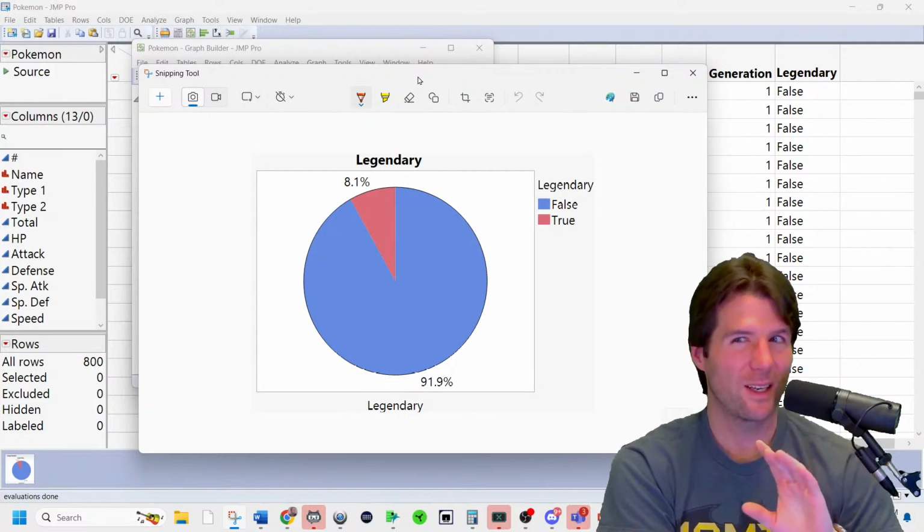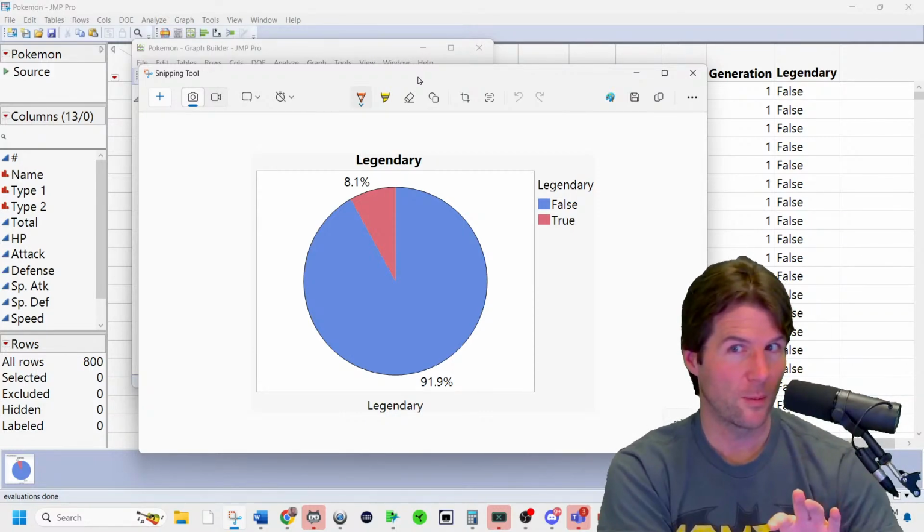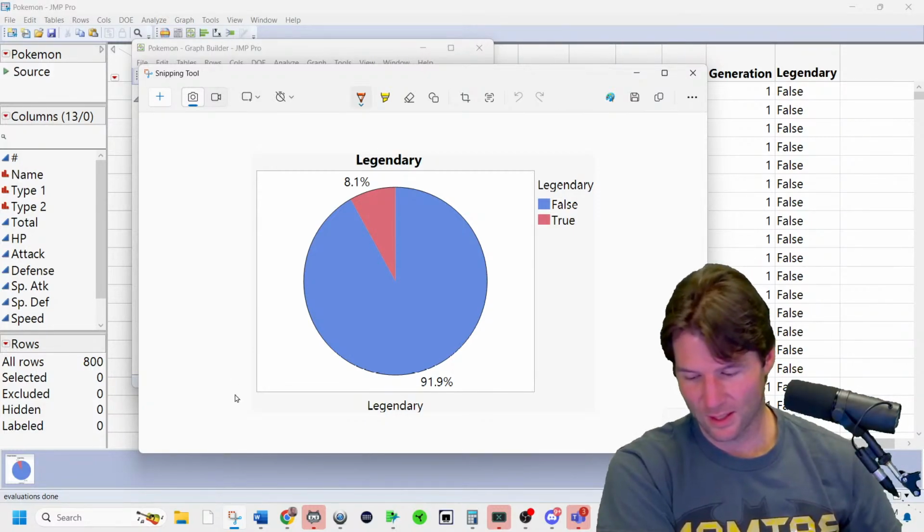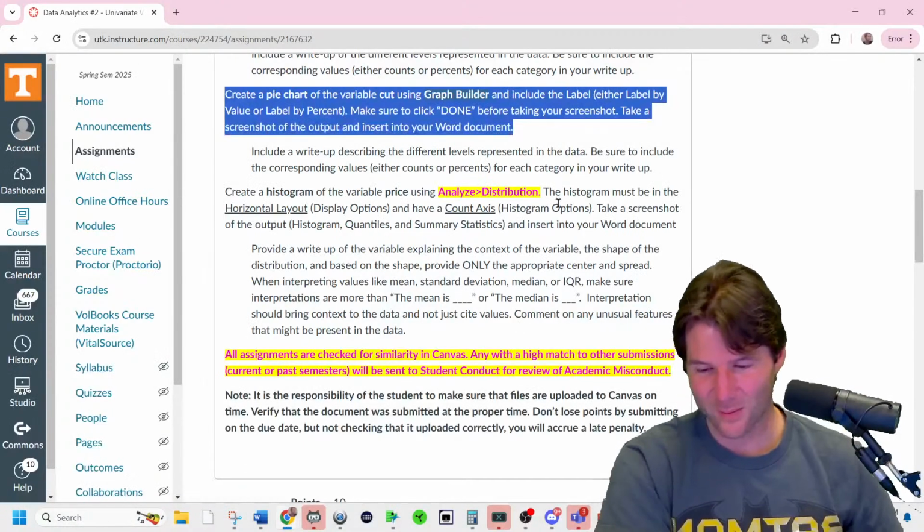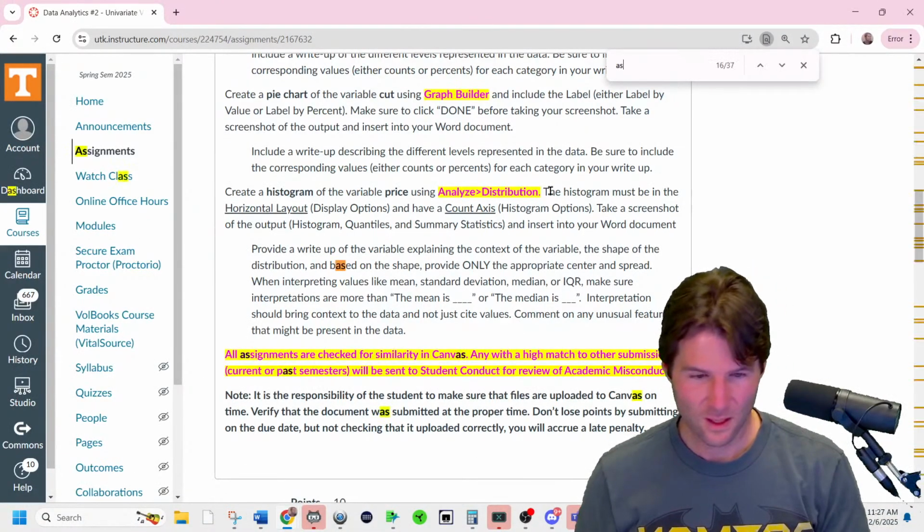And be careful, it might say in ascending or descending order. Check the assignment. It might say explain your bars in ascending or descending order. That always catches me. Does it say ascending?